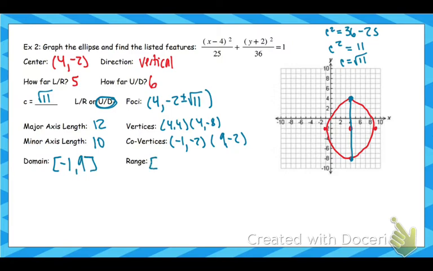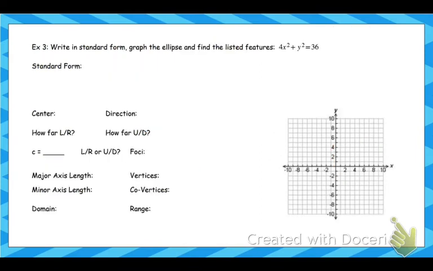And up and down, we go bottom to top, the lowest to the biggest. The lowest is -8, the highest is 4. All right, so we're going to do one more, but before we do it, we have to actually write this one in standard form.